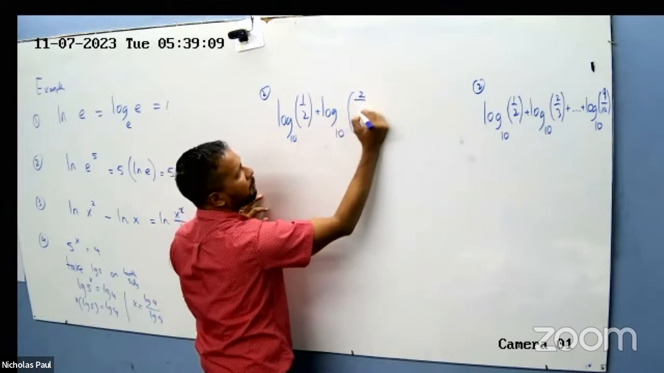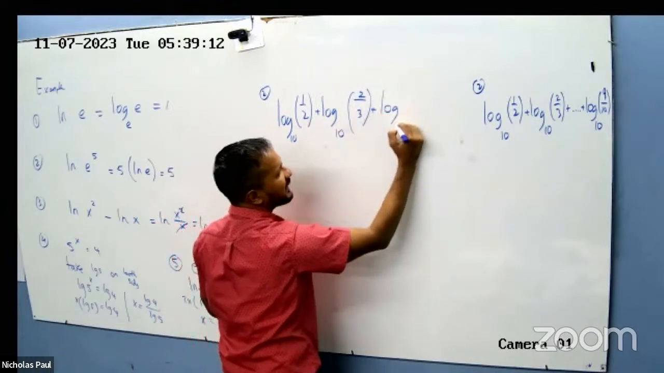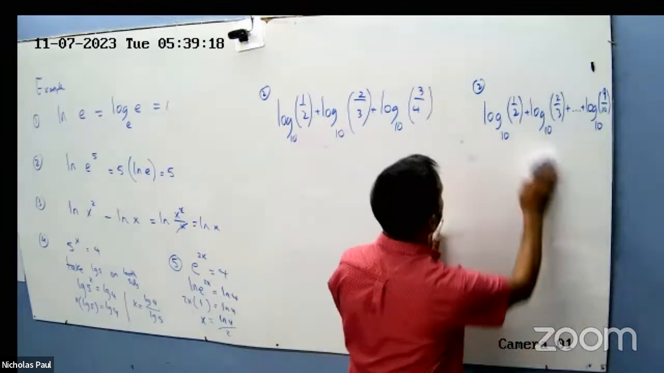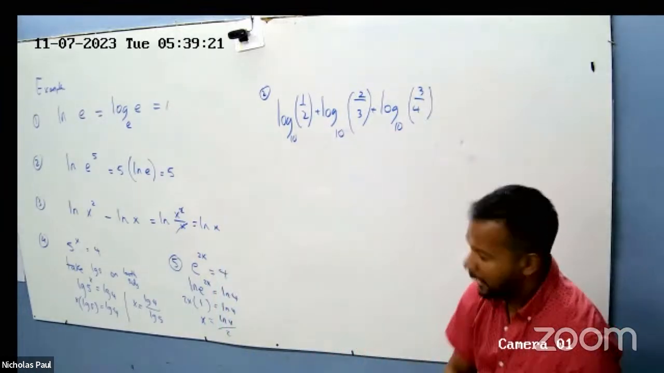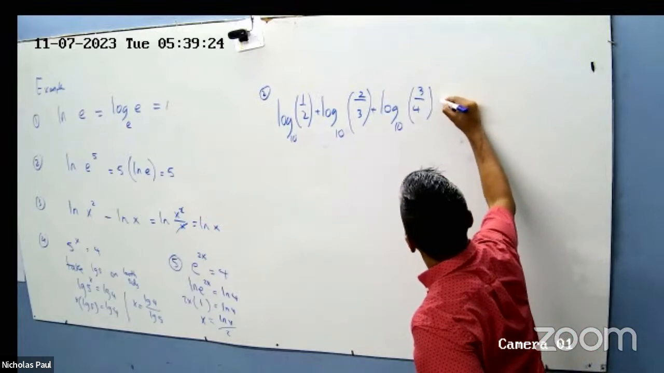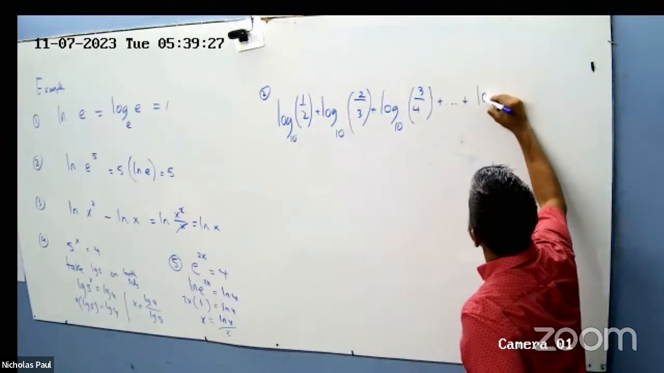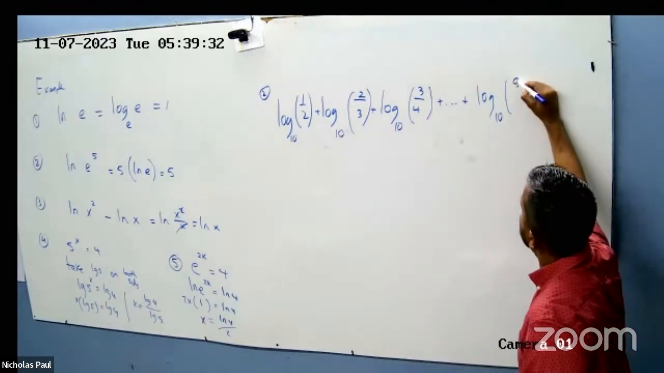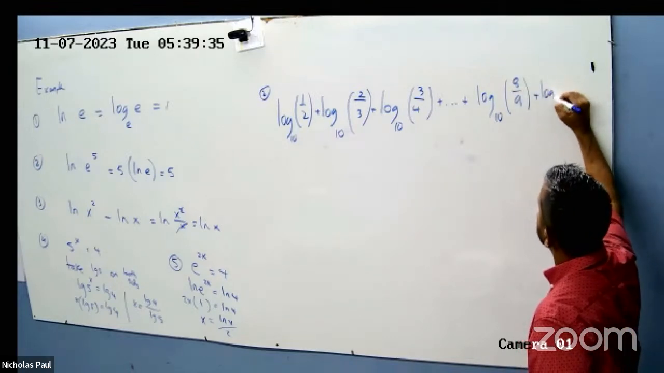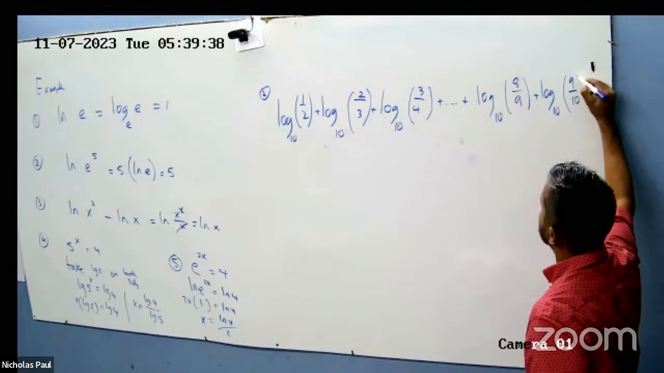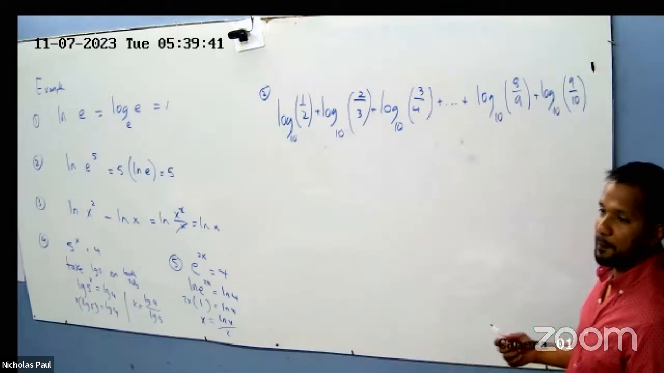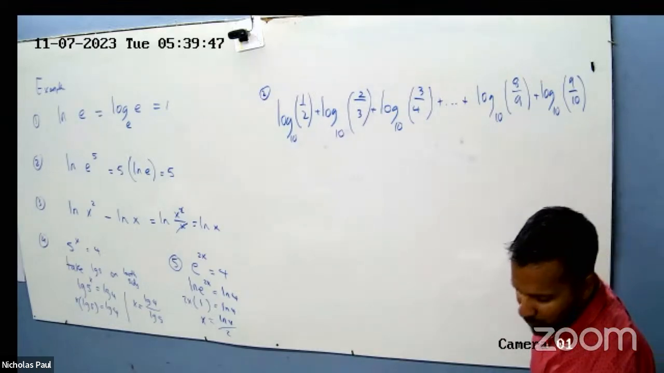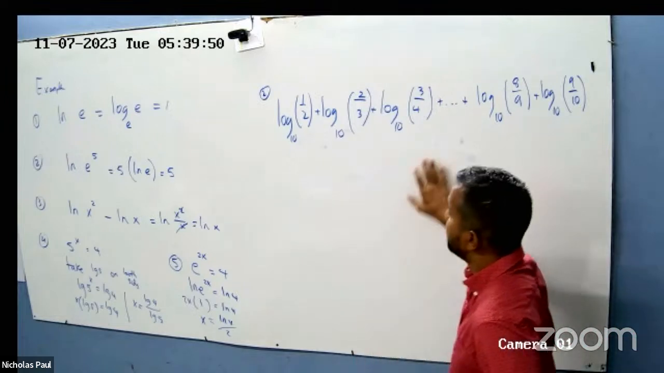2 here, 2 on top, 3 here. Log to the base 10, 3 on top, 4 underneath. And you keep going until you reach log to the base 10 of 8 on 9 plus log to the base 10 of 9 on 10. No calculators. We have to be able to use the log rules and simplify this out. Giving you 2 minutes. Let's see what we come up with. Try and use the log rules and simplify this out.